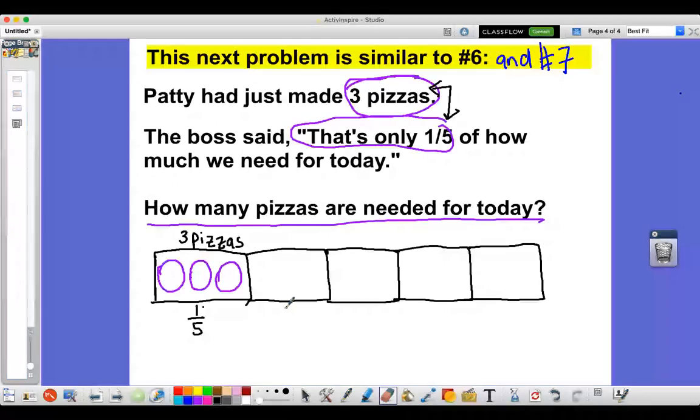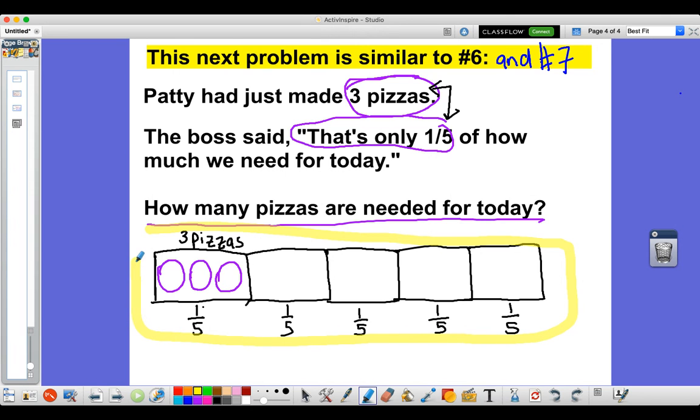So each of these boxes represents 1/5. And you'll notice that I drew 5 boxes. Why did I do that? And in fact, what does this whole thing represent? Why did I draw 5 rectangles? I drew 5 big rectangles because I wanted to show 1/5.